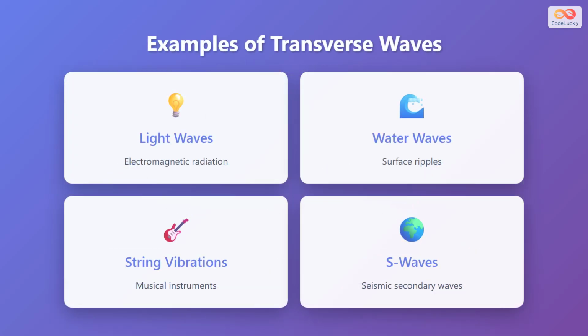Transverse waves appear in many forms in nature and technology. Light waves are electromagnetic radiation and are transverse in nature. Water waves on the surface create ripples where water particles move up and down. String vibrations on musical instruments like guitars produce transverse waves. And S waves, or secondary waves, are seismic transverse waves that occur during earthquakes. Each of these examples demonstrates the same principle: motion perpendicular to the direction of wave propagation.